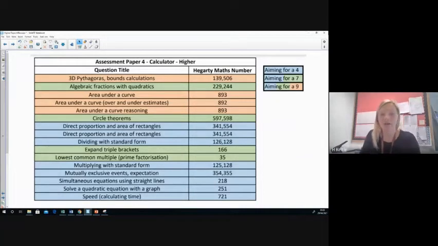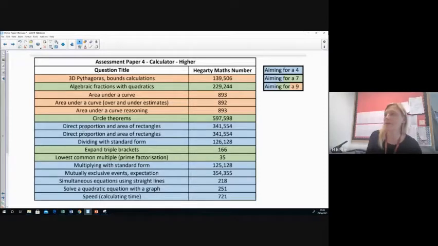Okay, Year 11 Higher Session 4. This is for your final paper, which you'll be sitting Friday, the 30th of April. And again, I've got all of the Hegarty numbers here for you. You should have this document with all of the Hegarty numbers.